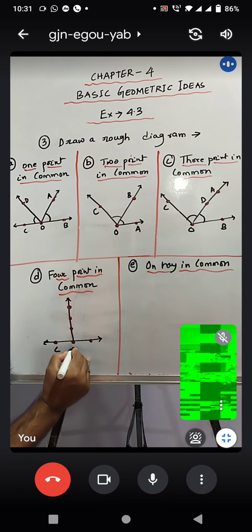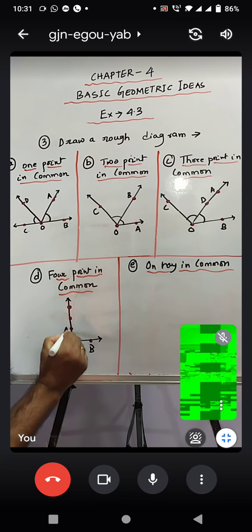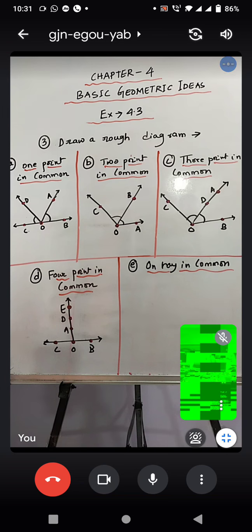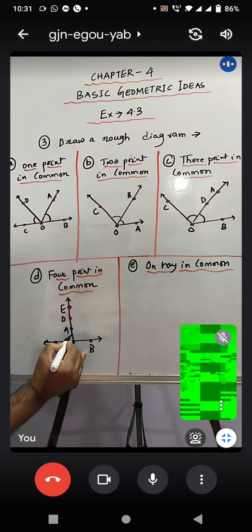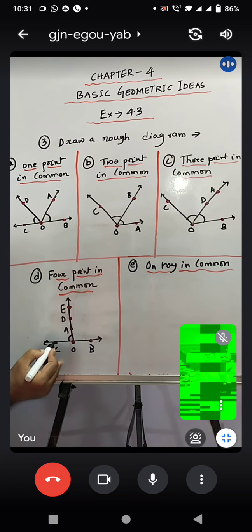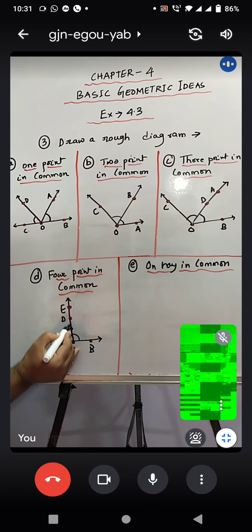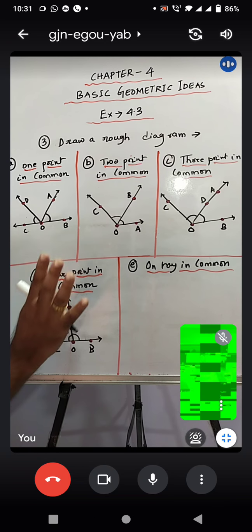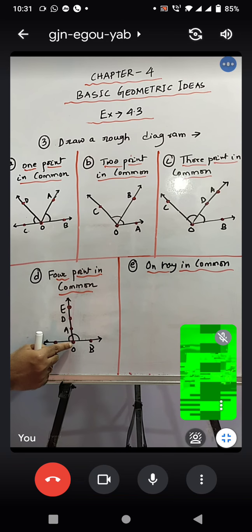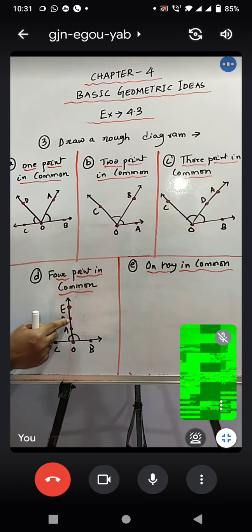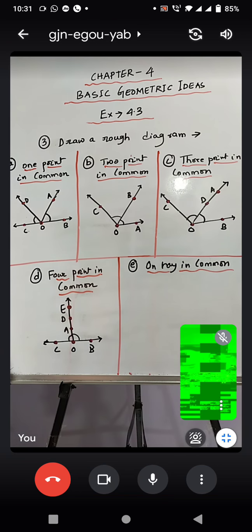So COB and ADE. Now see, if I consider this angle, how many points does it have? C, O, A, D, E, and this angle is also having B, O, A, D, E. So these two angles are having 4 points in common, that is O, A, D and E. Okay, so this is the figure of sum number D.